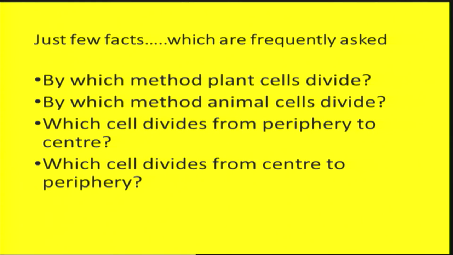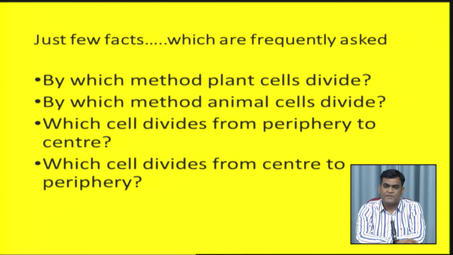The questions that are normally asked are, by which method does a plant cell divide? That is the cell plate method. By which method does an animal cell divide? By invagination or furrows. Which cell divides from the periphery to the center? The animal cell. Which cell will divide from the center to the periphery? That is the plant cell. So these facts may be asked without naming that it is a plant cell or animal cell. For example, one may ask, a particular leaf cell is dividing, will it divide from center to periphery or periphery to center? So we have to keep in mind that a leaf cell is a characteristic plant cell. So obviously it will be from the center to the periphery.